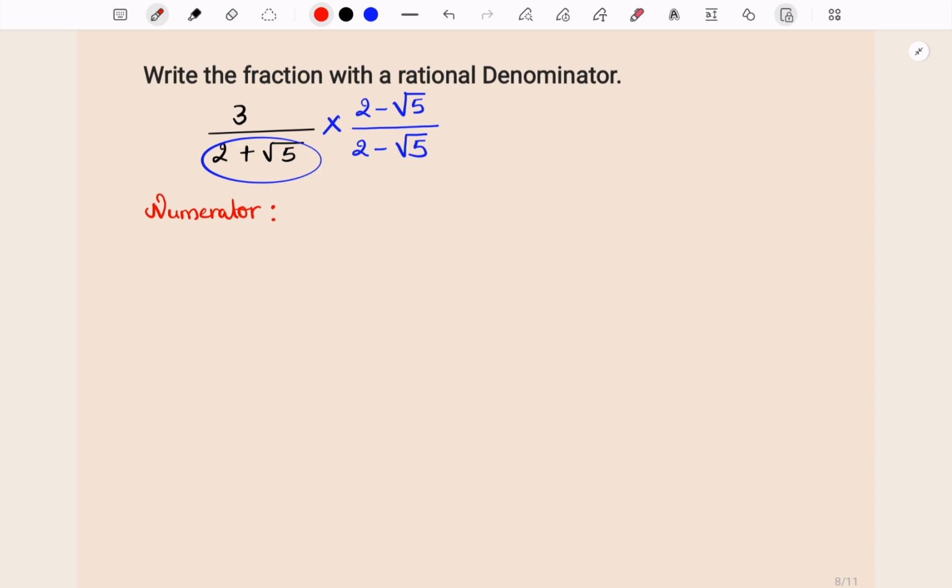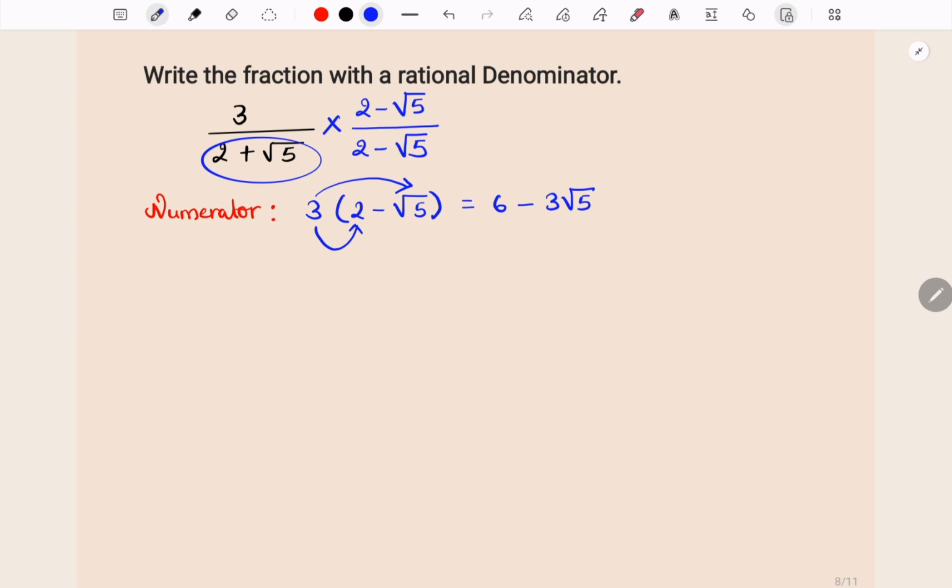So in the numerator we have 3 multiplied by 2 minus root 5, right? We know how we can solve this. First we need to multiply this 3 with 2 and then we will multiply 3 with negative root 5. So 3 times 2 is 6, 6 minus 3 times root 5 is 3 root 5, right? So that is the numerator.